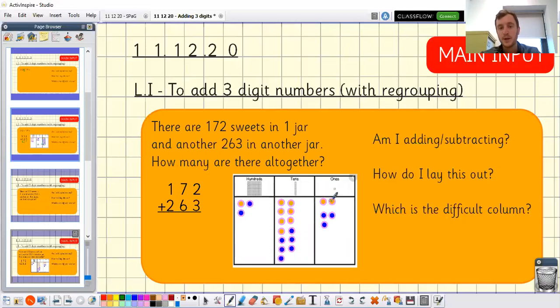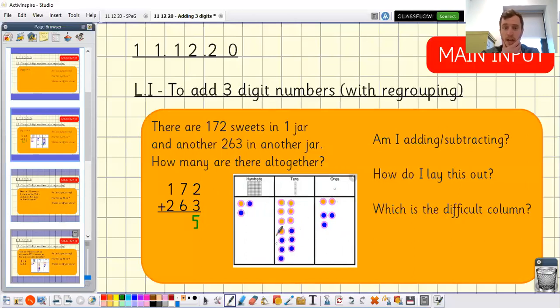Let's start with our place value grid and let's start with the ones. As we discussed, we've got to start with our ones when we're adding in the column method like we are. So I've got 2 orange ones to represent the 2 ones in 172. And I have 3 blue ones to represent the 3 ones in 263. That column is quite nice and easy. 2 plus 3 gives me 5 in total. So in my column method here, I'm going to put the number 5 in just there.